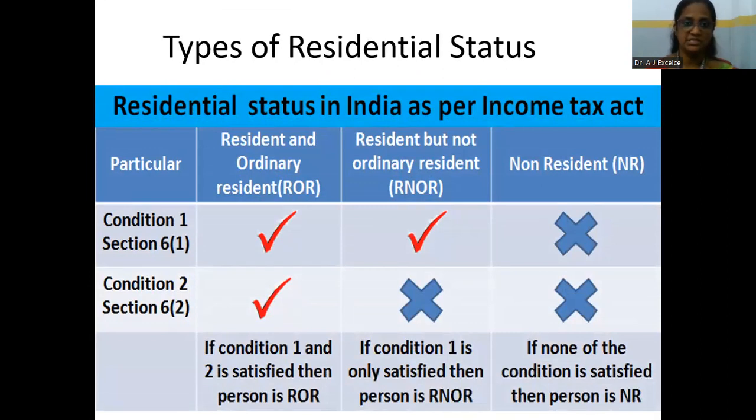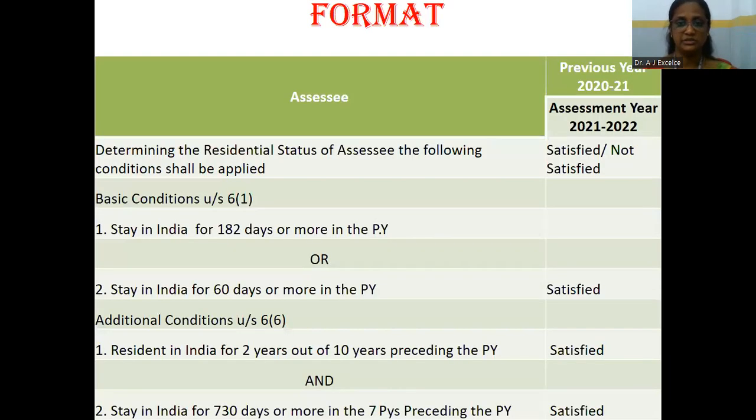Now, based on the basic and additional conditions only, the residential status will be determined. If the person is satisfying any one of the basic conditions and both the additional conditions, the person will be called a resident and ordinary resident. If a person is satisfying any one of the basic conditions and any one additional condition, the person will be called a not ordinary resident. If the person is not at all satisfying any of the basic conditions, then the person is called a non-resident. So this is the format.